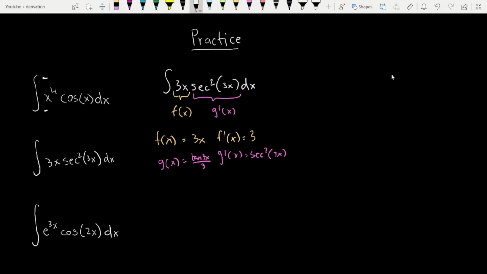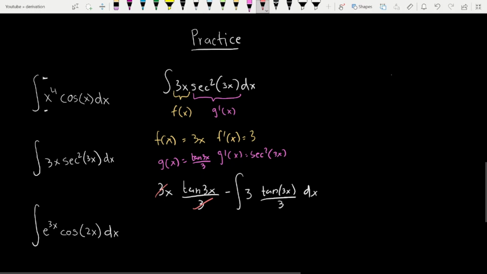This is going to be f of x times g of x, as the formula says. So it's going to be f of x times g of x. It's going to be 3x times tan 3x over 3. Cancel out that 3 with this 3. And then you're going to be left with minus the integral of f prime of x, which is 3, times g of x. So that's going to be tan 3x dx over 3. So this 3 is going to cancel out with that 3, and you're going to be left with x tan 3x minus the integral of tan 3x dx.